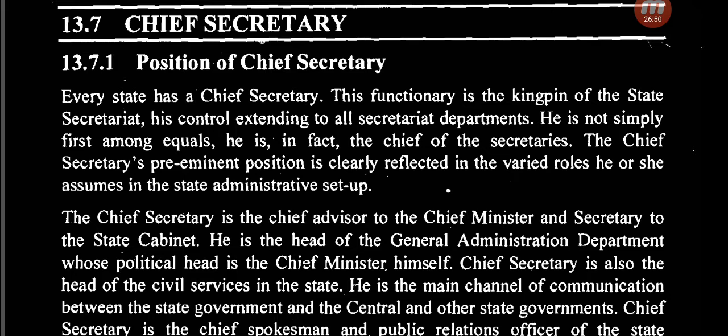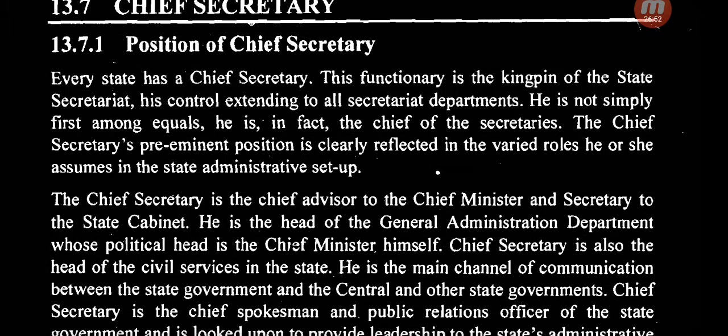Chief Secretary. Position of Chief Secretary. Every state has a Chief Secretary. This functionary is the kingpin of the state secretariat, his control extending to all secretariat departments. He is not simply first among equals, he is in fact the chief of the secretaries.